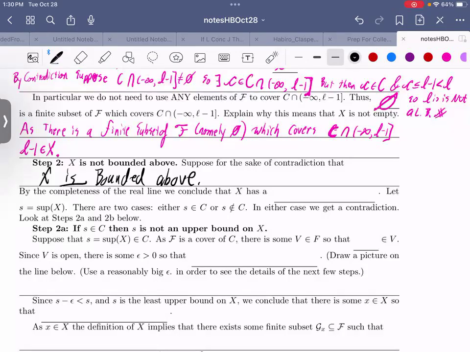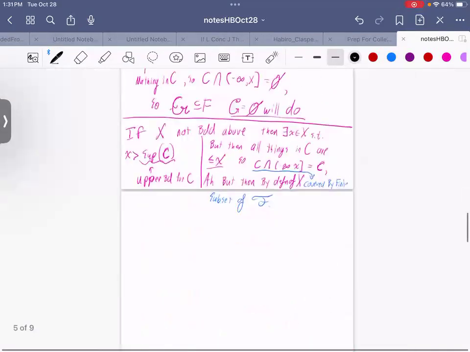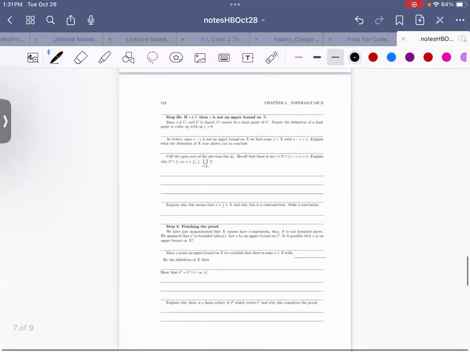Well, let's see what that'll get us. Well, I already know X is not empty. If it's bounded above, then it has a supremum. So let S be the supremum of the set big X. And there are going to be two different cases. Either S is in C or it's not in C. In each case, I'll get a contradiction. These two contradictions are detailed in steps 2A and 2B.